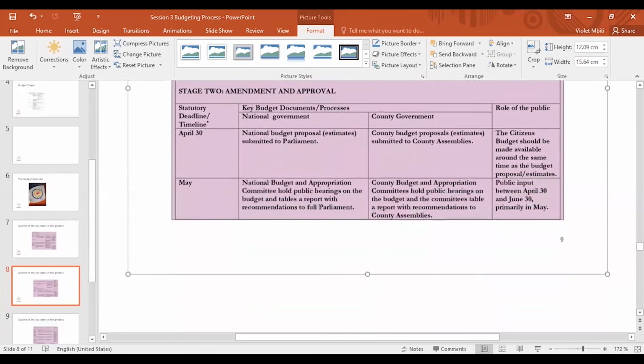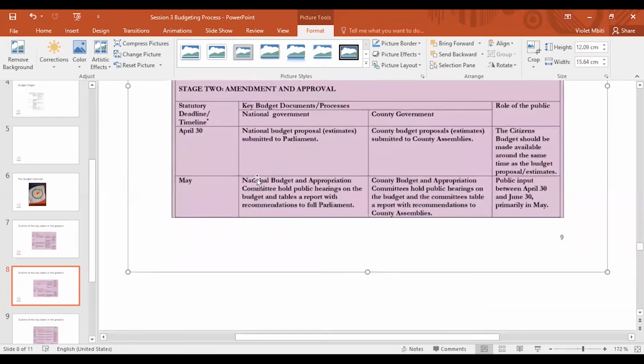So by April 30th, national budget proposal estimates are submitted to Parliament, and county budget proposal estimates are submitted to county assembly. The role of the public. The citizens' budget should be made available around the same time as the budget proposal estimates.